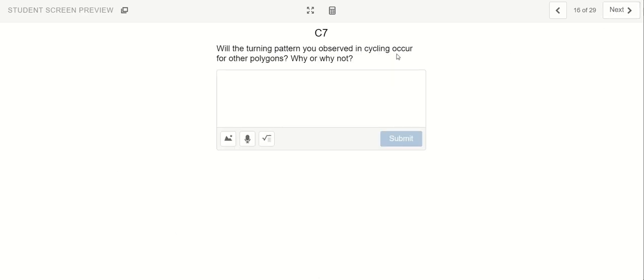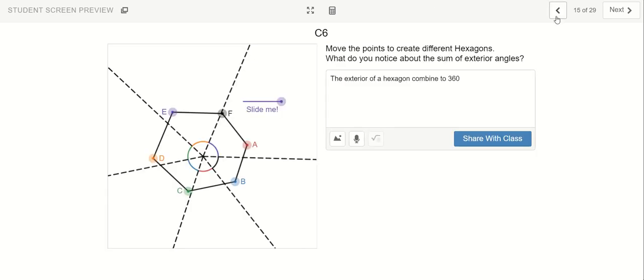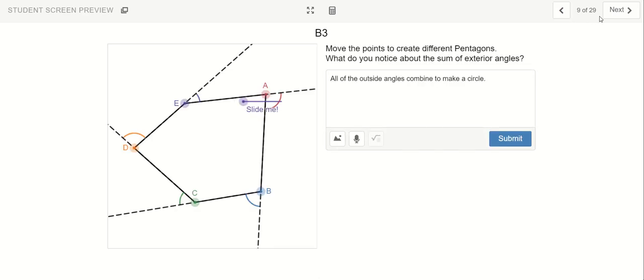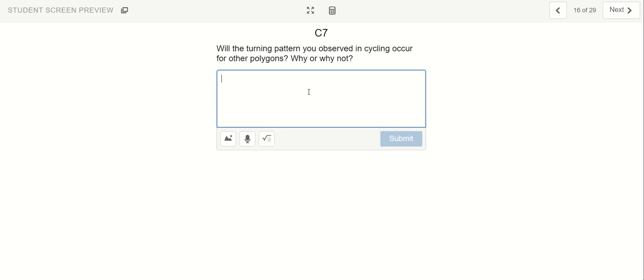Okay? So, would the turning pattern we observed occur for other polygons? Why not? So far it looks like it's working for every single shape. It worked for the hexagon, for a quadrilateral, for a triangle, for a pentagon. So my guess would be, I think this will keep working for other shapes as well. Since it works for all the previous shapes, it will probably work for other shapes as well.